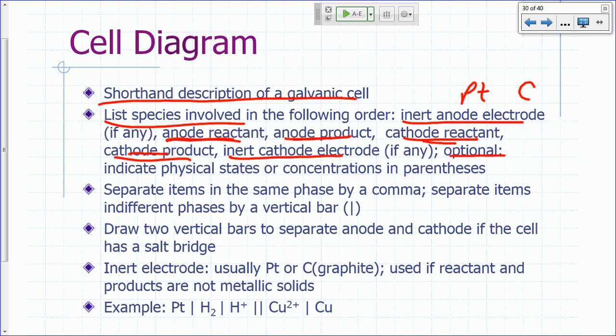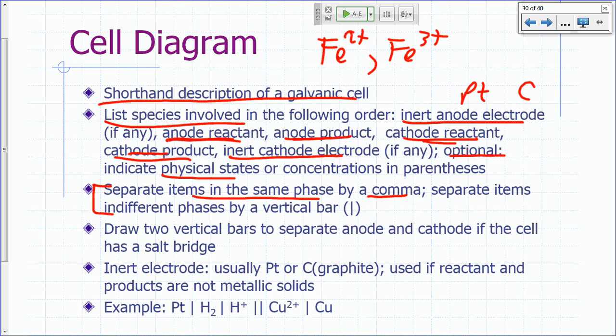And if you want to provide a little more detail, you can specify the physical states or the concentrations of your reactants and products in parentheses, including the inert electrode. Now, when you draw your cell diagram, you separate the items that are in the same phase by a comma. So if you have, for example, in your anode, iron with a +2 charge and a +3 charge, you separate them by a comma.